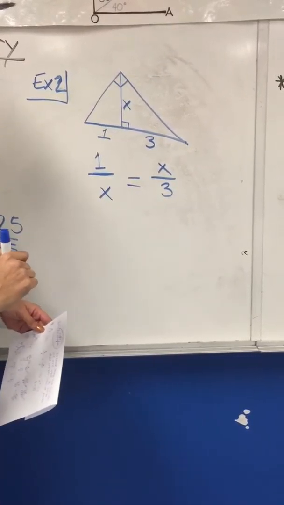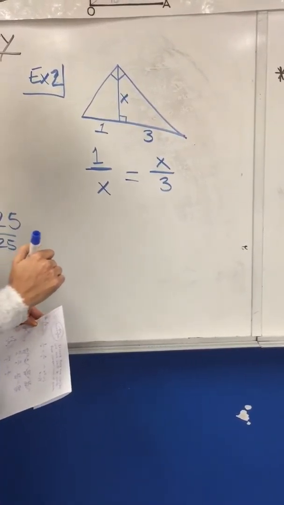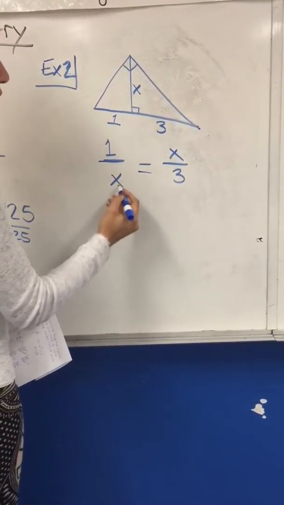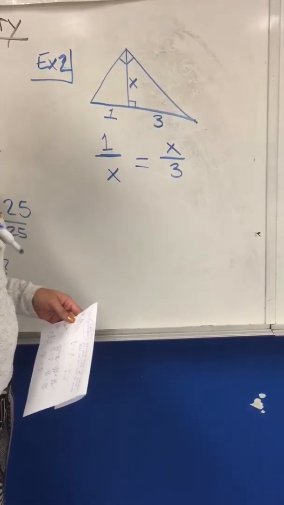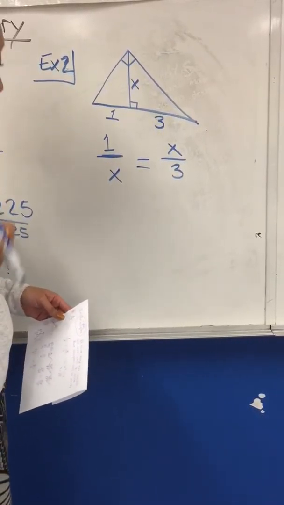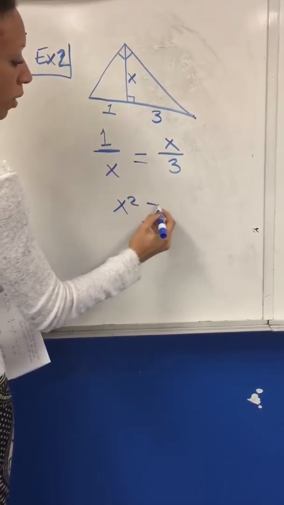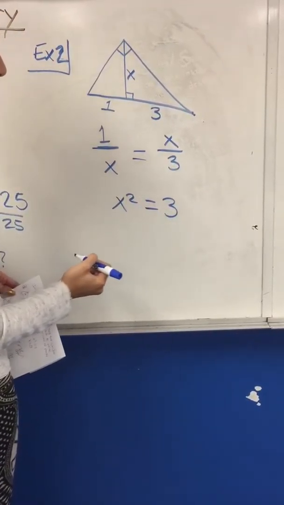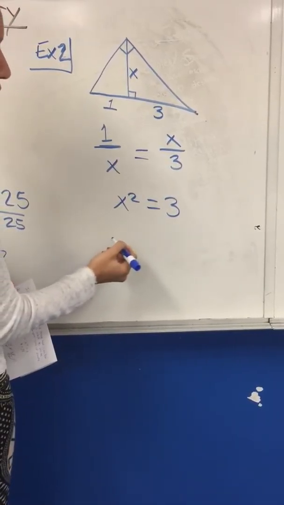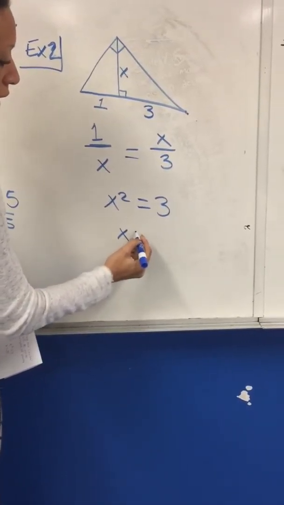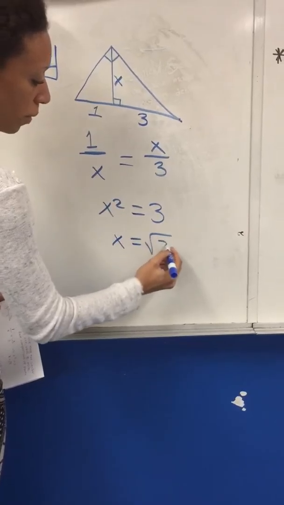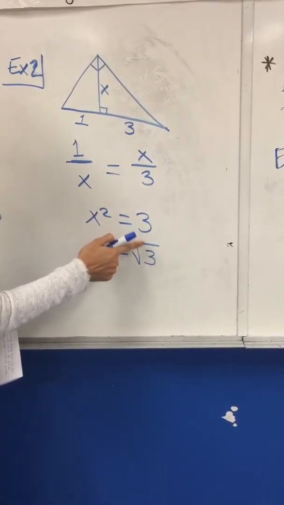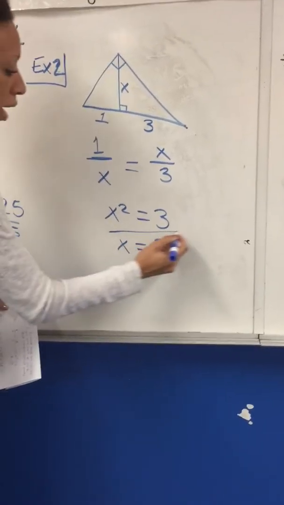Similar to the last problem, we set it up very similar. So cross multiply, and you got it. X times X again is what? Not 2X, it's X squared. So then X squared is equal to 1 times 3, which is 3. Now how do I find X? X is the square root of 3. How did I get that? I took the square root of both sides, and here is my answer.